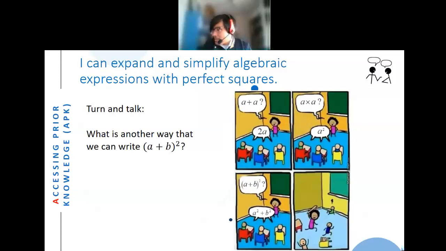In the picture there, it says a squared plus b squared, and the teacher's very mad for some reason. So what we'd like you to think about is, what is another way that we can write a plus b in brackets squared? Have a think about it. I'll give you guys about 30 seconds, and then we'll move on with the lesson.